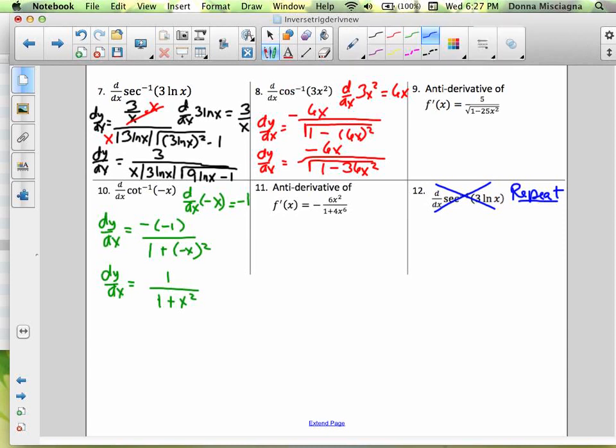All right, so we want to find the antiderivative of f prime of x equals 5 divided by the square root of 1 minus 25x squared. So we're going the other way. We're saying, who has that derivative? All right, well, look how it's written. Notice you got the square root of 1 minus something. That looks like it might be arc sine.